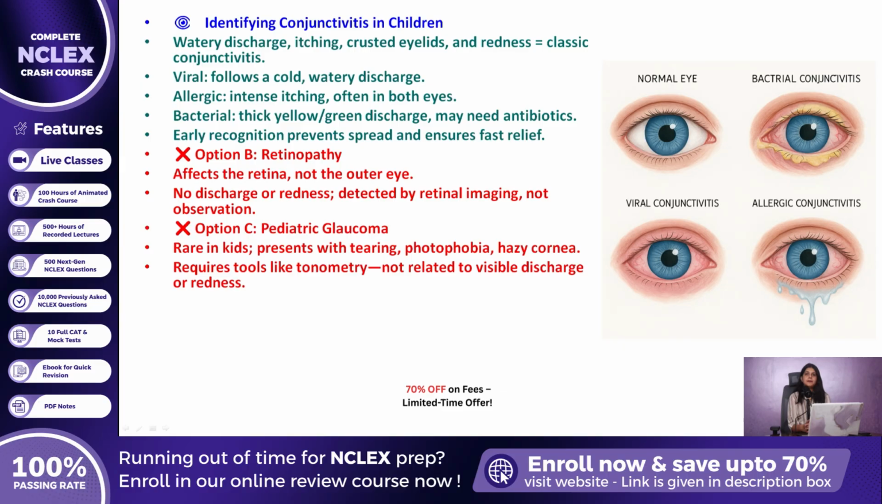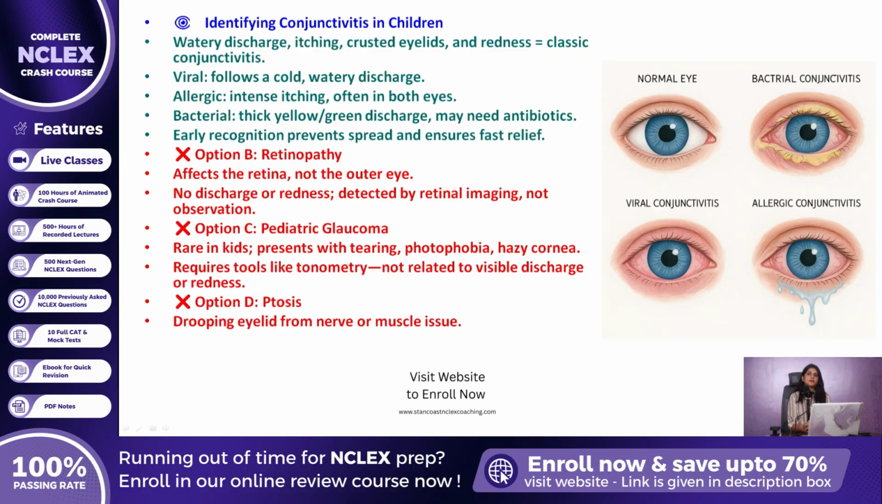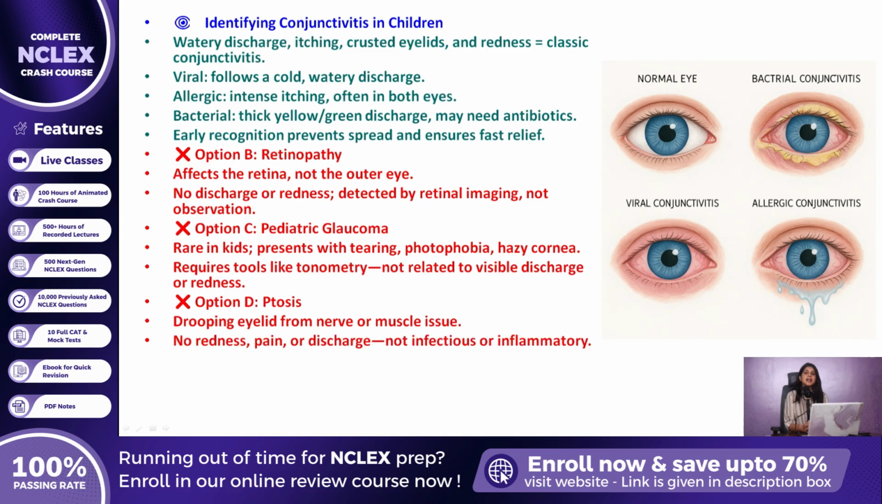Lastly, option D, ptosis refers to drooping of the upper eyelid, most often from muscle weakness or nerve dysfunction. It might obscure vision but does not cause discomfort, redness, or discharge. It is a physical observation with no inflammatory or infectious component. So for NCLEX success, remember to link external symptoms, such as discharge and redness, to surface-level conditions like conjunctivitis, and distinguish them from deeper or structural disorders that do not present externally.